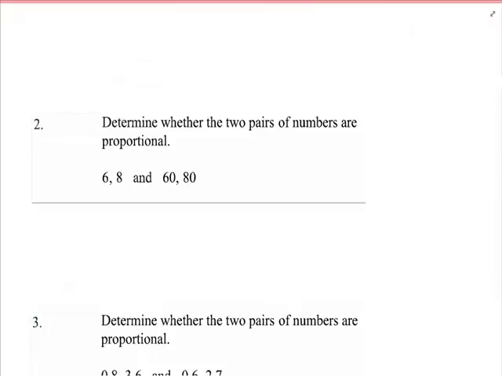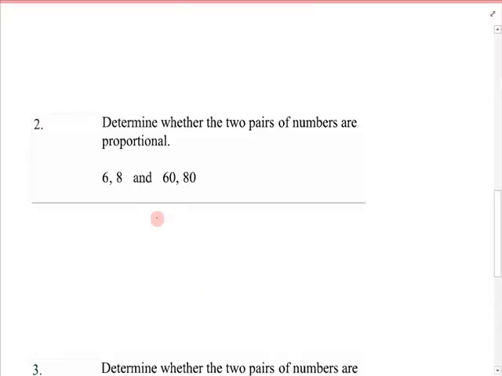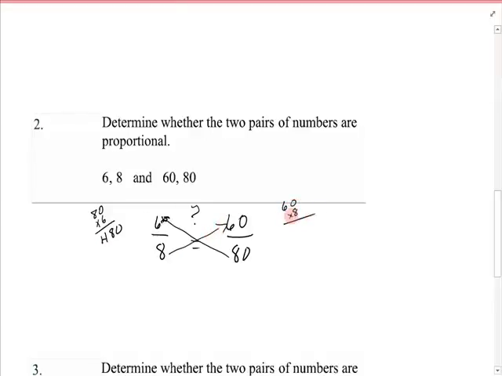Determine whether these are proportional. All right, let's see. 6 is to 8 as 60 is to 80. This is a question mark right now. Multiply 80 times 6, 480. 8 times 60, 480. The cross products are equal, so this is yes.